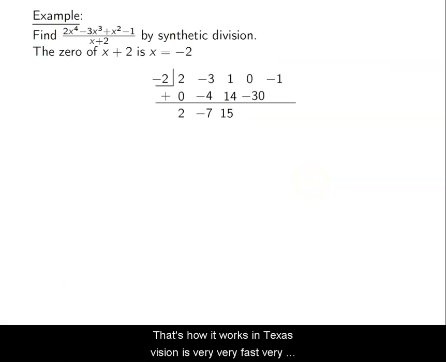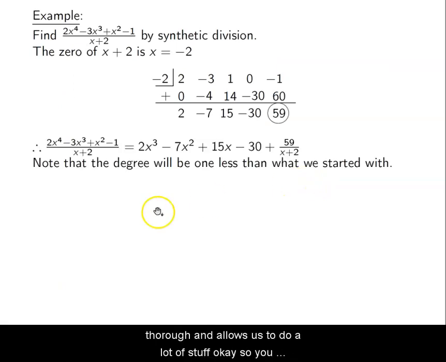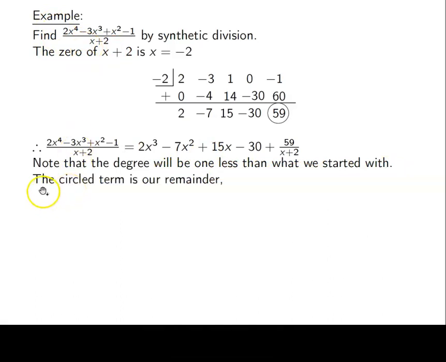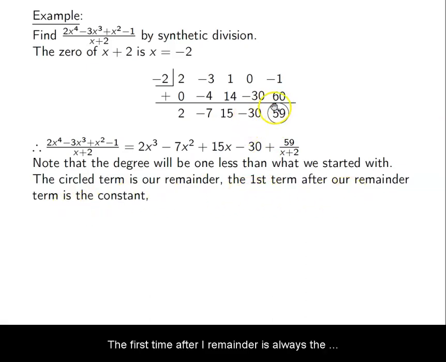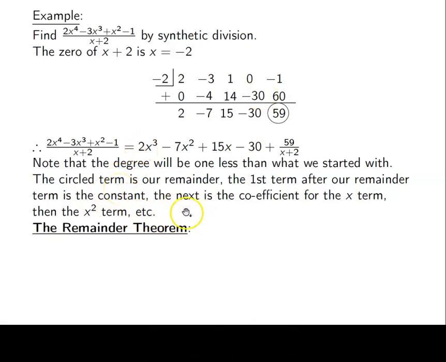Synthetic division is very, very fast, very thorough. It allows us to do a lot of stuff. Again, note that the degree will be 1 less than what we started with, because we're dividing by a first degree polynomial, right? The term that we get in the end, even if it's a 0, is the remainder. This will always be our remainder. The first term after our remainder is always the constant, and then the x, and then the x squared, and so forth, as I walked you through.